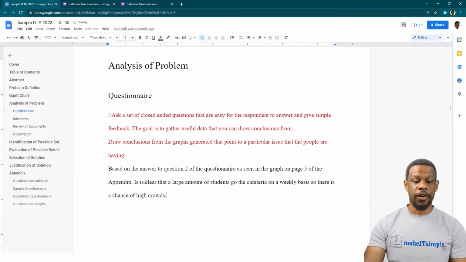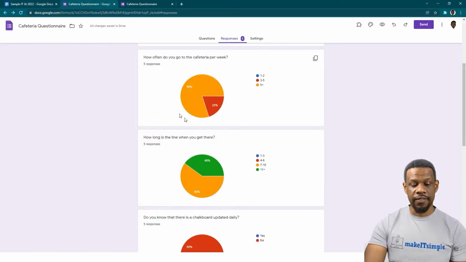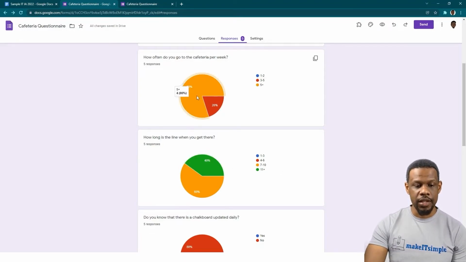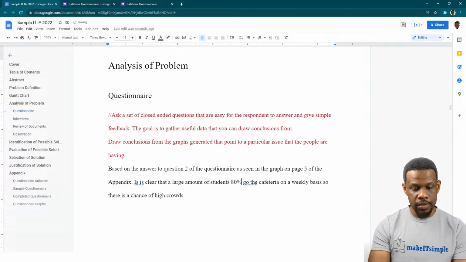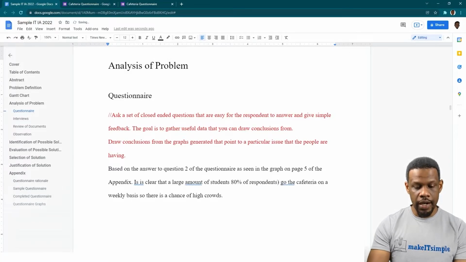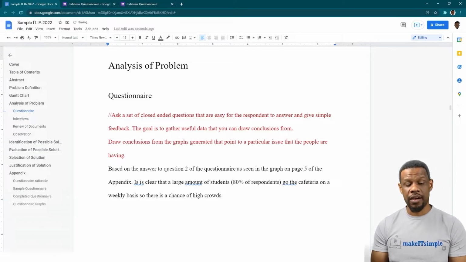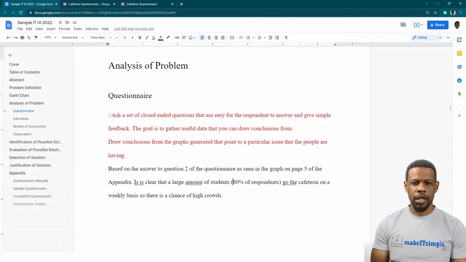Right, that's where you draw from that graph. You draw from this graph that, okay, it is clear that a lot of people go to the cafeteria because 80%. So you want to say it is clear that a large amount of students, 80% of respondents, right, so you can put it in brackets to show that that's where you read from the graph, because it's kind of simple to read it from the graph. But yeah, so you could do that.